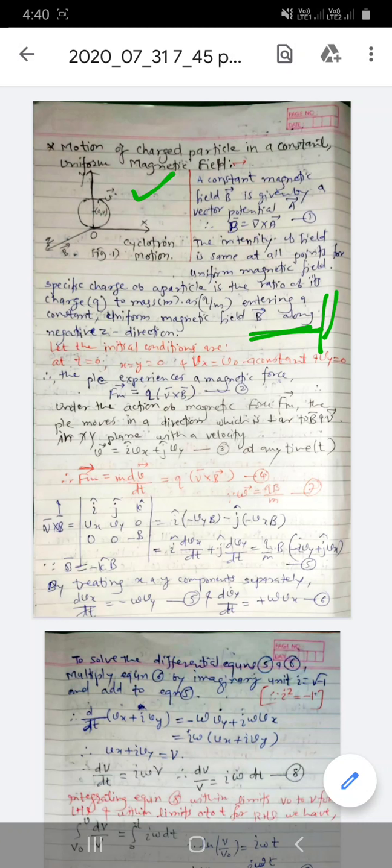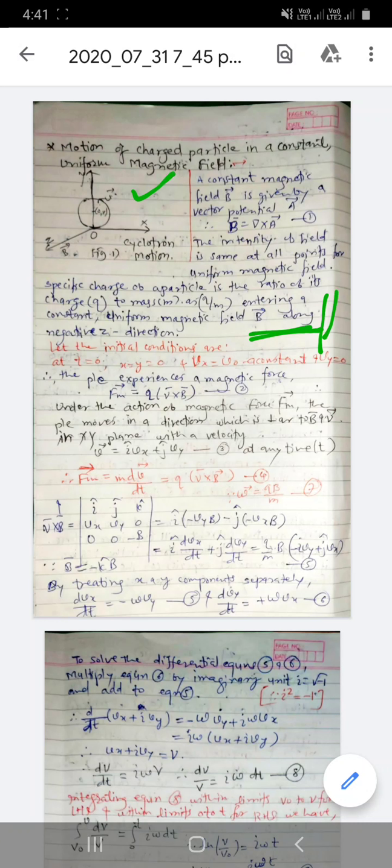Let the initial conditions for the particle entering into this uniform magnetic field be: at time t equal to 0, x equal to y equal to 0. Means initially when time t equal to 0, both distances travelled by that particle in 2D are equal to 0, and the velocity Vx equal to V naught, that is constant, and Vy equal to 0. The velocity along x direction equals V naught and velocity along y direction Vy equals 0.